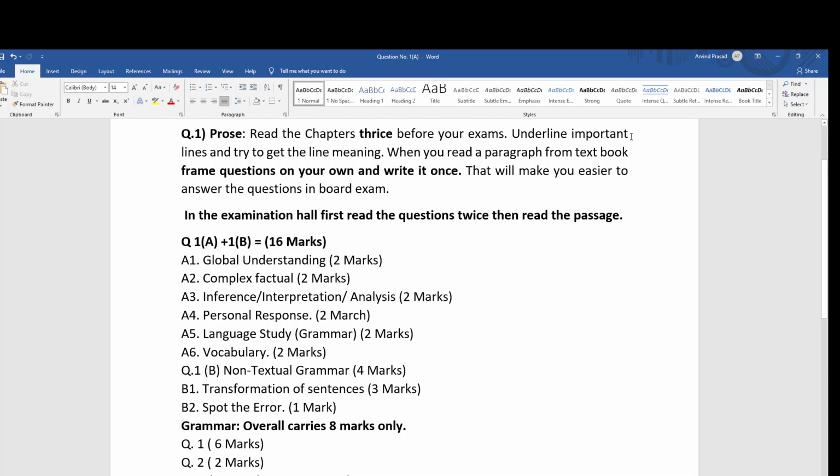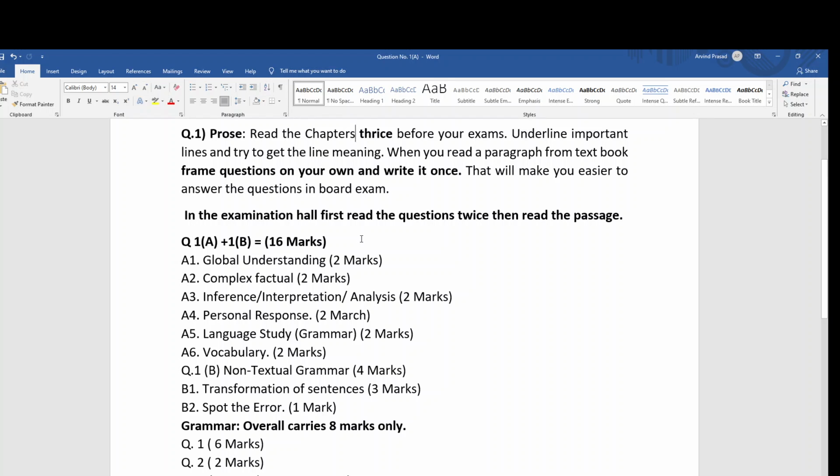When you read a paragraph from the textbook, frame questions on your own and write it once. That will make it easier for you to answer the questions in the board exam.